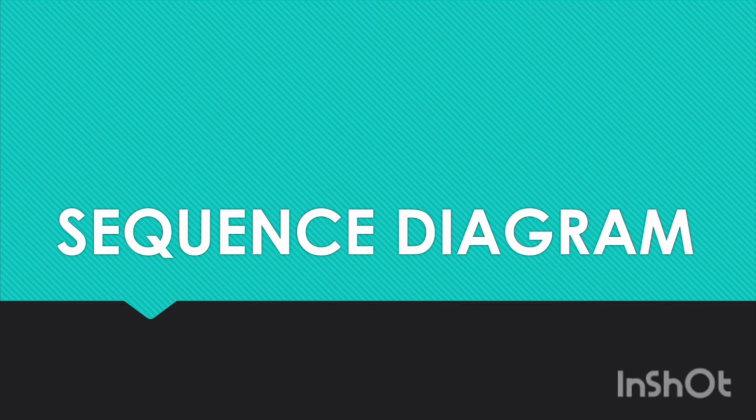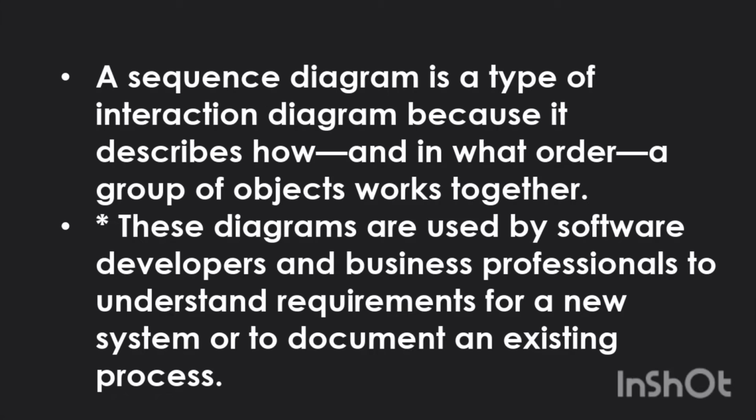So in the last videos, we were seeing about interaction diagram, what is interaction diagram, what are the types of interaction diagram, and what is the purpose of interaction diagram. So we have basically seen about interaction diagram, and the sequence diagram is one of the types of interaction diagram. So let's see about sequence diagram.